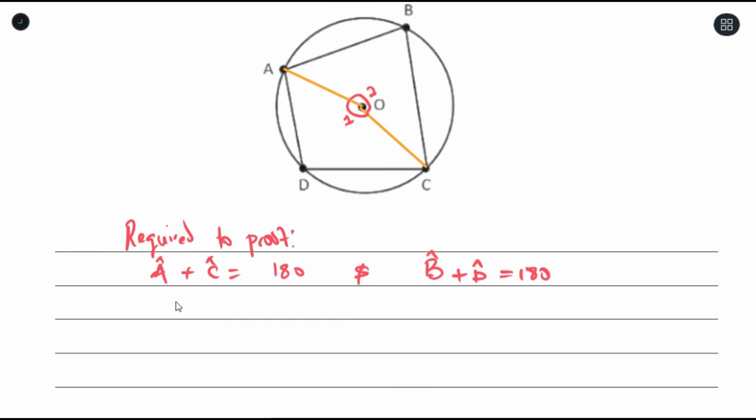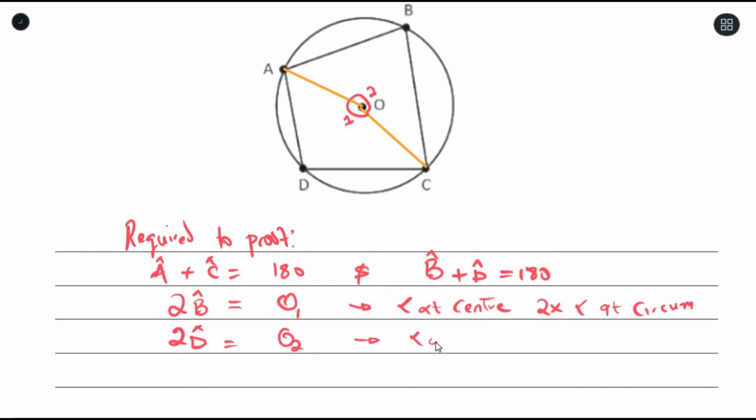So I could say that 2b is equal to O1. Now the reason for this is angle at center is twice the angle at the circumference. Okay, so we could also say that 2d is equal to O2 for the same reason. Angle at center is twice the angle at the circumference.